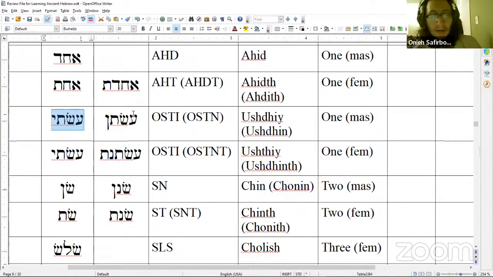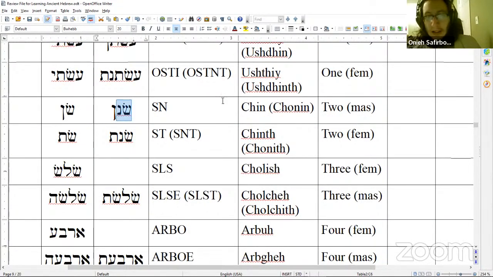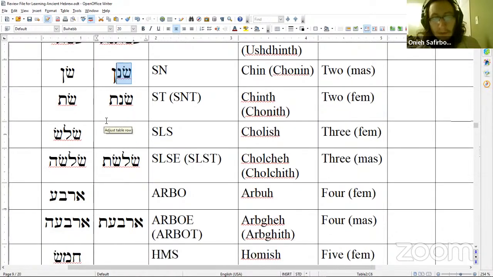You have Shin, originally from Shanin, means the masculine form of 2. The feminine form of 2 is Chin, originally Chanith. And we have the feminine form for 3, which is Chalish. The masculine form is Chalcha, originally Chalchith.